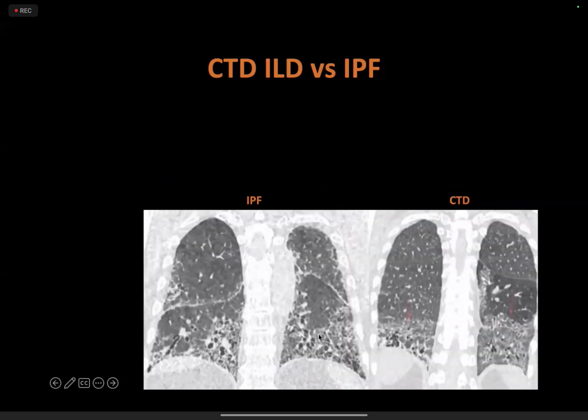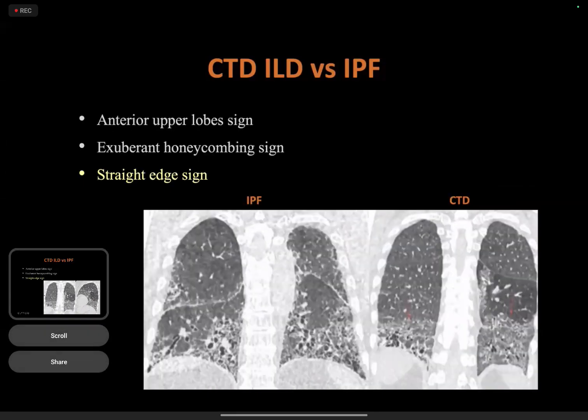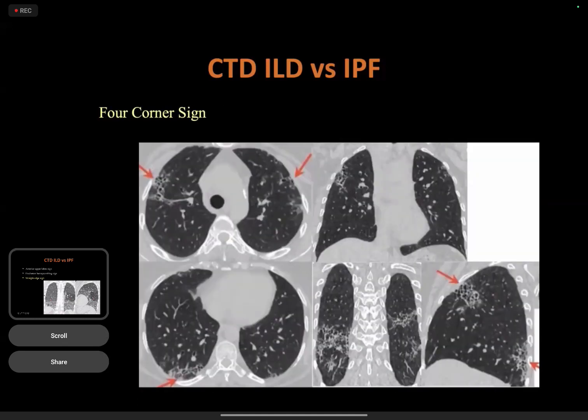And just to show the contrast, this is the IPF where you cannot draw such one straight line. It is going somewhere here, then here, again here. It's something like this. But here you can draw a very straight edge like this between the two, and that's your straight edge sign. So these were the three signs initially described in this paper, and after that a lot of work was done, and some other signs also came up.